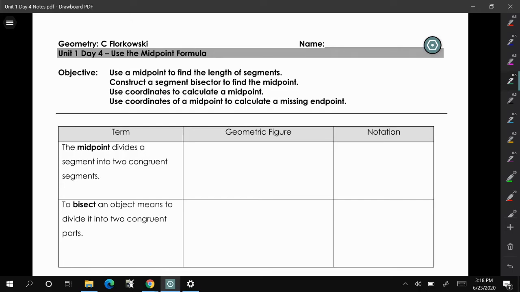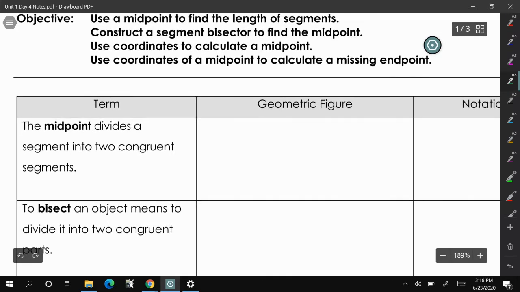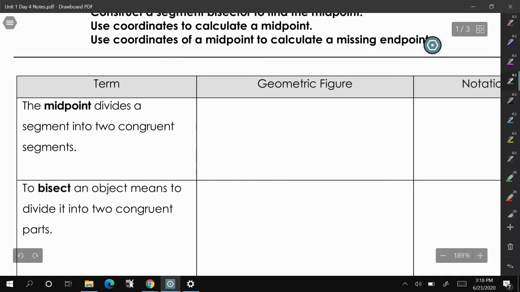Today we're going to be talking about midpoint and the midpoint formula and how we can use it to help us solve problems. So first let's define what a midpoint is. It is exactly what you would think. It's a point that divides a segment into two congruent segments.